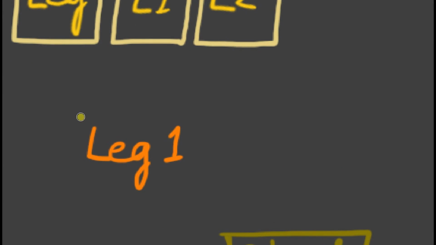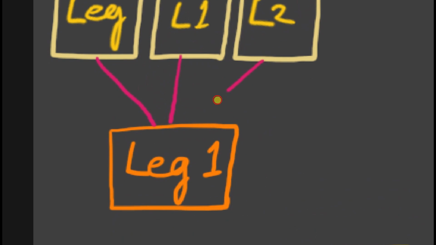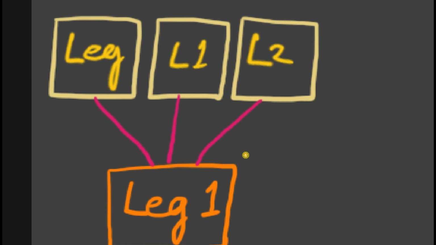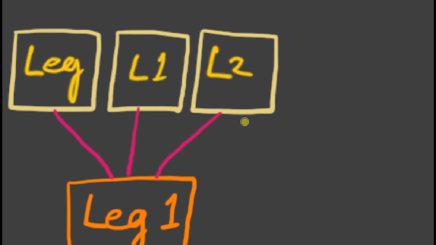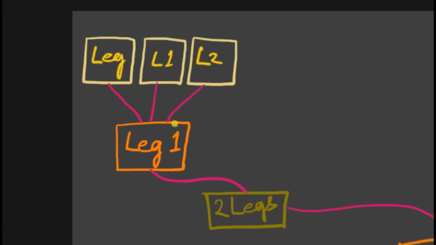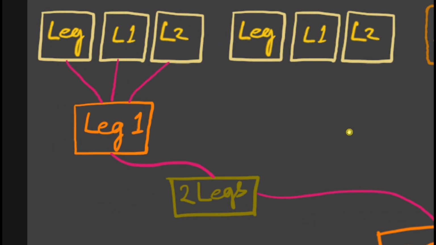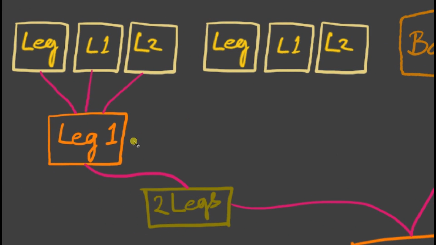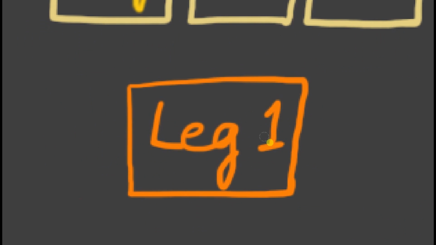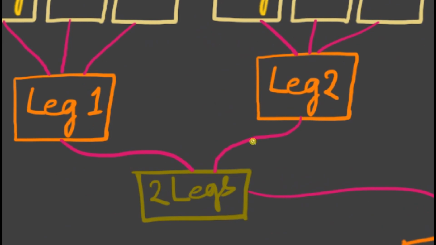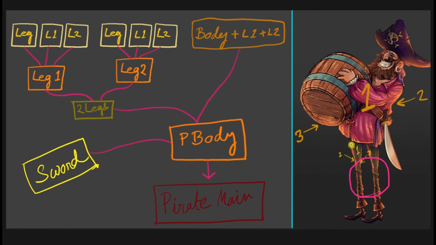And we are creating another peg bar which is called leg 1 and parenting them with these 3 layers. And this leg 1 peg bar is connected to this peg bar which is called 2 legs. And now what I am doing is cloning these 3 layers again to create the second leg and creating another peg bar, let's call it leg 2, and we are parenting them with this leg 2 peg bar, and this leg 2 peg bar is again connected to this peg bar which is called 2 legs.